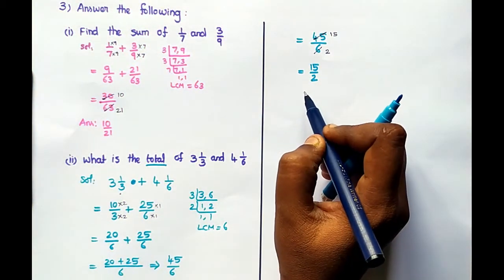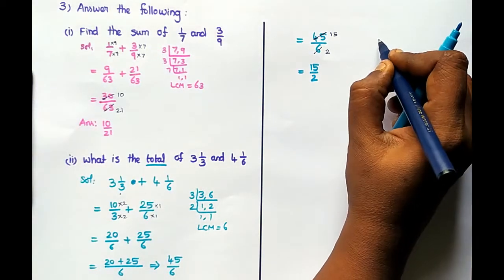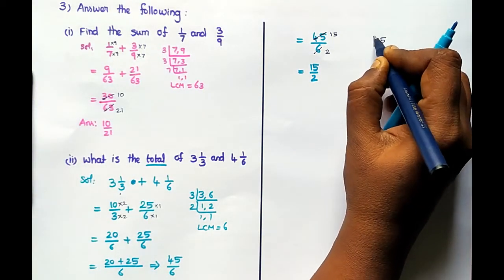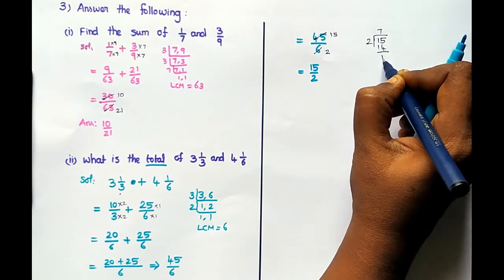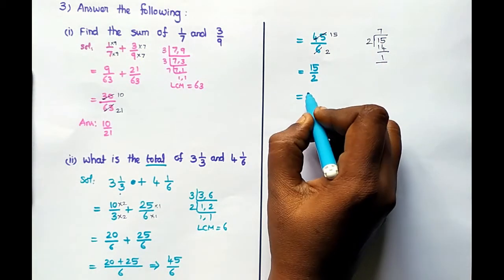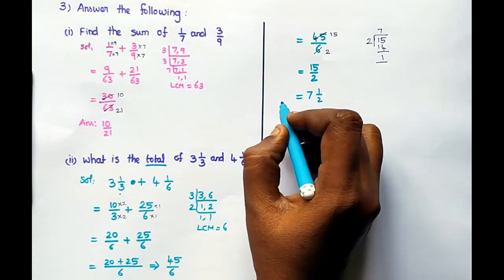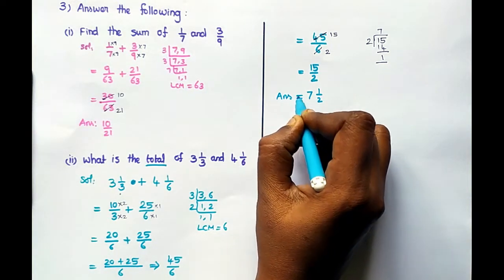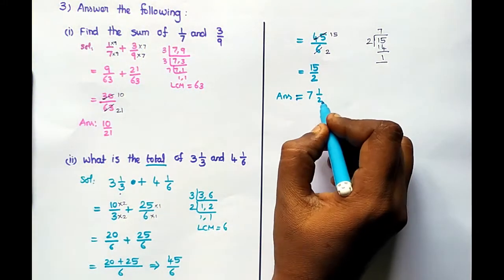Now we have to give the answer in mixed fraction. So 15 divided by 2, 7 2s are 14, remainder 1. So how will you write that? Quotient, remainder by divisor. So answer 7 1 by 2 is the answer.